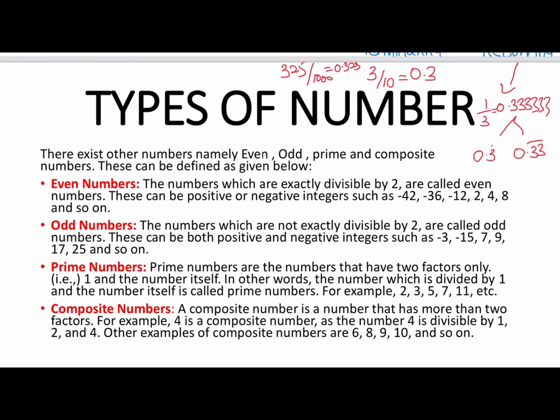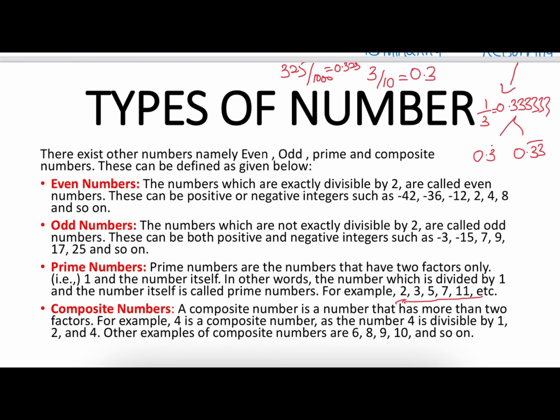Prime numbers, very important. Prime numbers are the numbers that have only two factors, 1 and the number itself. A number that can be divided by 1 and by itself is known as a prime number. 2, 3, 5, 7, 11, 13, and so on, these are all considered prime numbers because these numbers can only be divided by 1 or by itself.